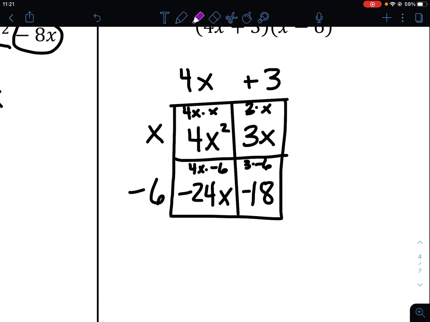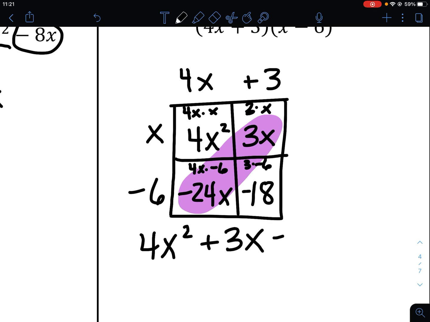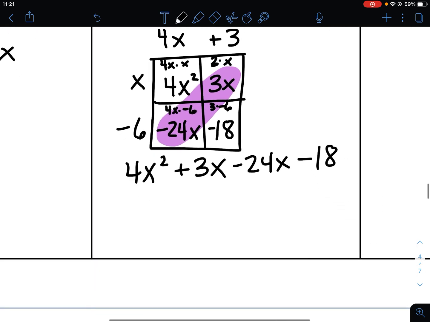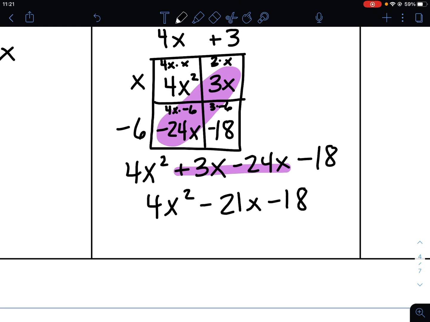Now, with everything combined together, we can see that these two are like terms. So those will end up getting combined together. We're left with 4x squared plus 3x, that 3x is positive, minus 24x minus 18. And when I do combine those like terms, we're left with 4x squared minus 21x minus 18.